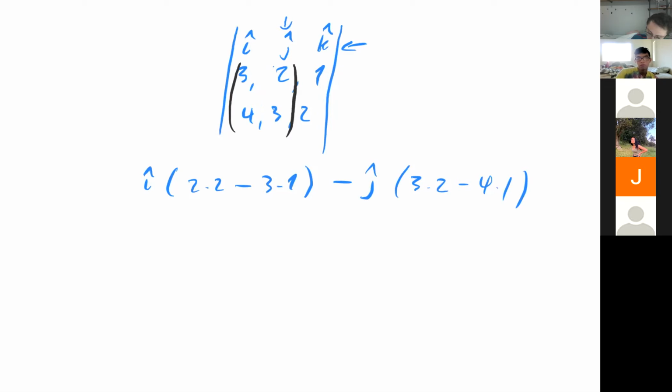And this gives you, so plus k hat times 3 times 3 minus 4 times 2. And so that gives you 4 minus 3 I hat. Okay, I'm just going to do it out because I don't want to write this another time. So 4 minus 3, that gives you 1. So 1 times I hat minus 6 minus 4, that's 2 j hat, plus 9 minus 8, that's k hat, okay?